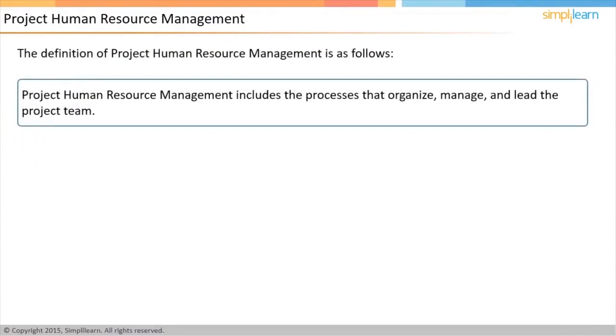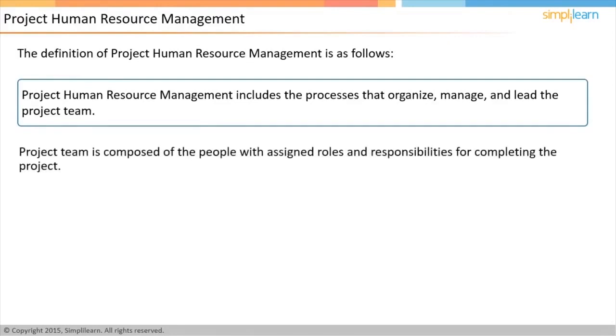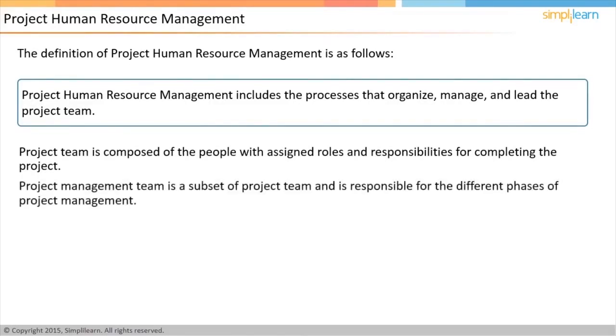Project Human Resource Management includes the processes that organize, manage, and lead the project team. One of the key elements of human resource management is that each of the project team members should have a clear assignment of their roles and responsibilities. In addition, even the team working on project management tasks should be a part of the project team, and they are responsible for project management functions like initiating, planning, executing, monitoring and controlling, and closing, along with other leadership activities. In the next screen, let us understand the difference between functional and project manager.